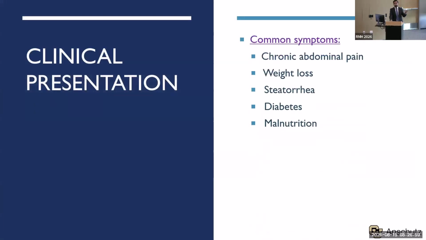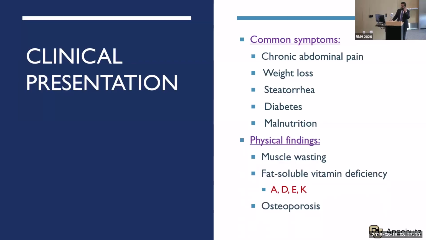So how do these patients present? The main presentation is chronic abdominal pain, weight loss, and steatorrhea. They may have new onset diabetes, and in some severe cases, new onset malnutrition that's been going on for some time. You may find muscle wasting in these patients. They can also commonly have fat soluble vitamin deficiencies, and you'll see those.